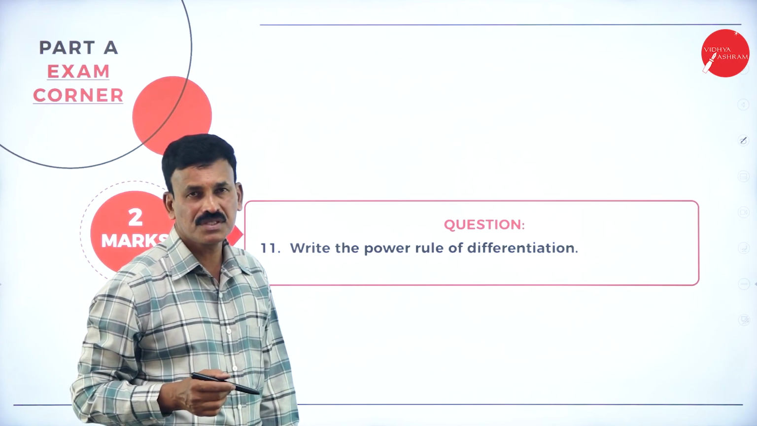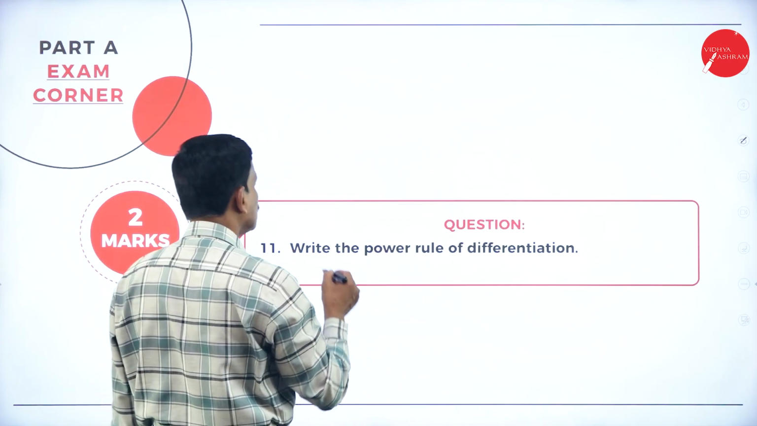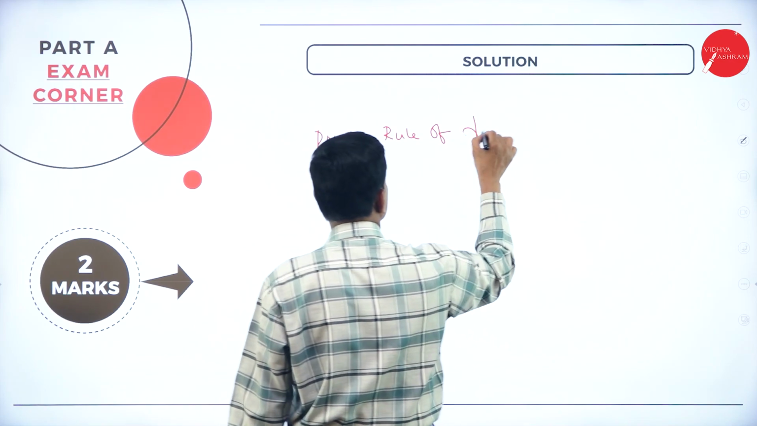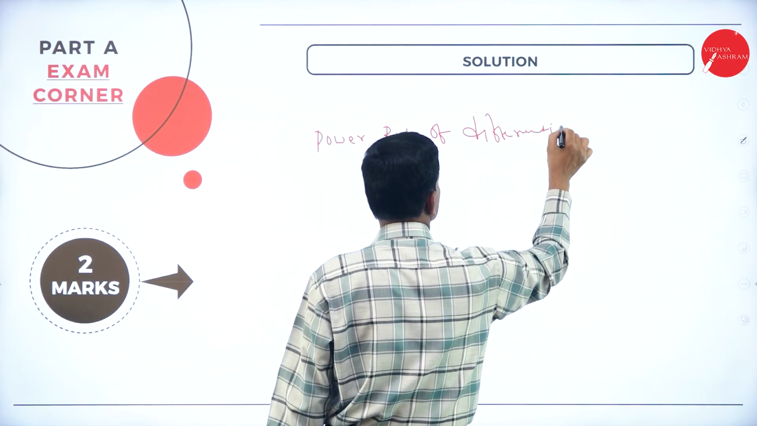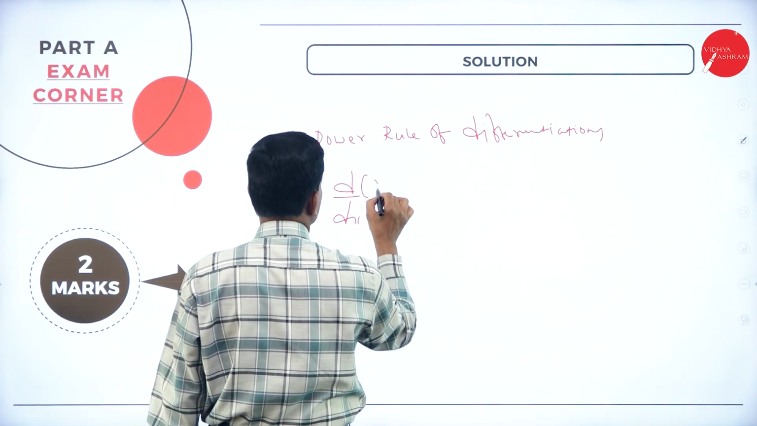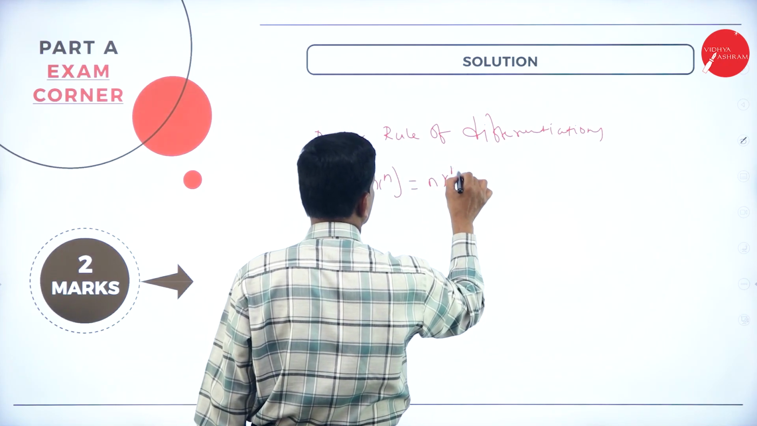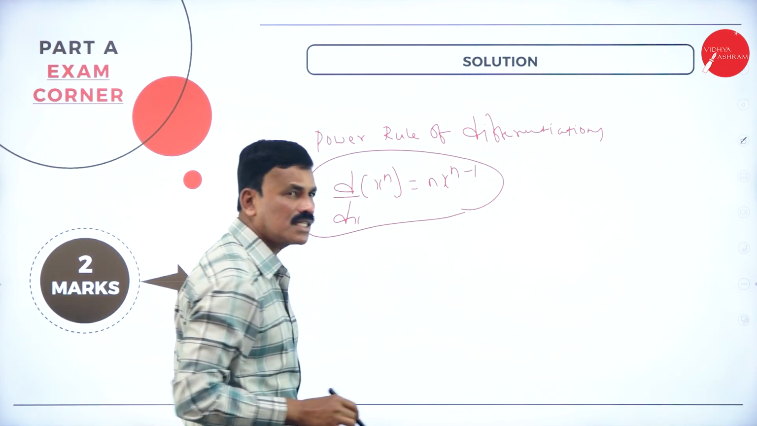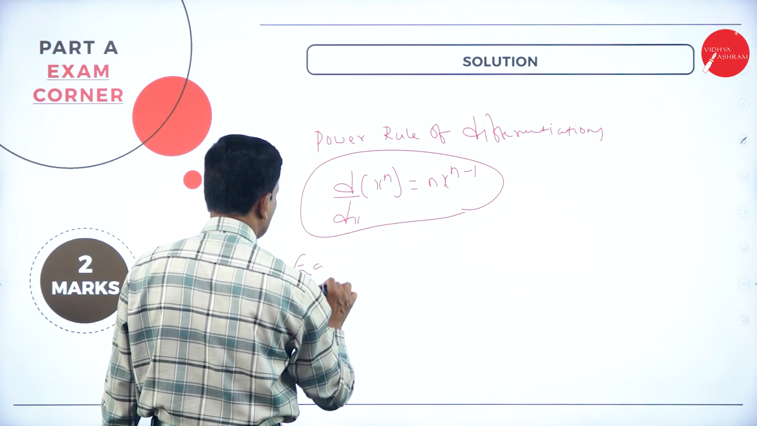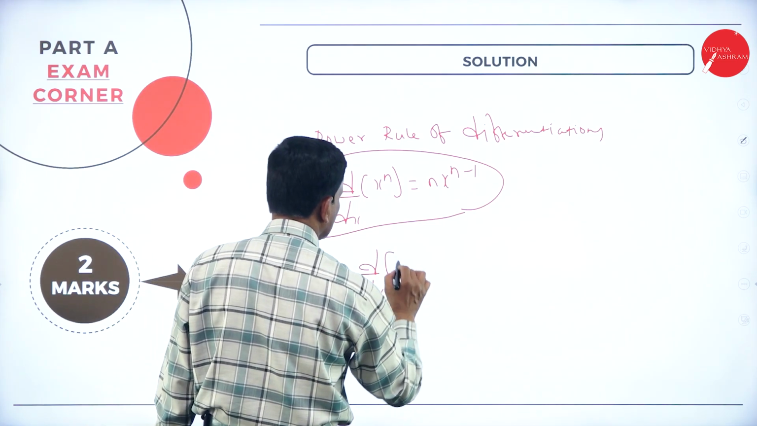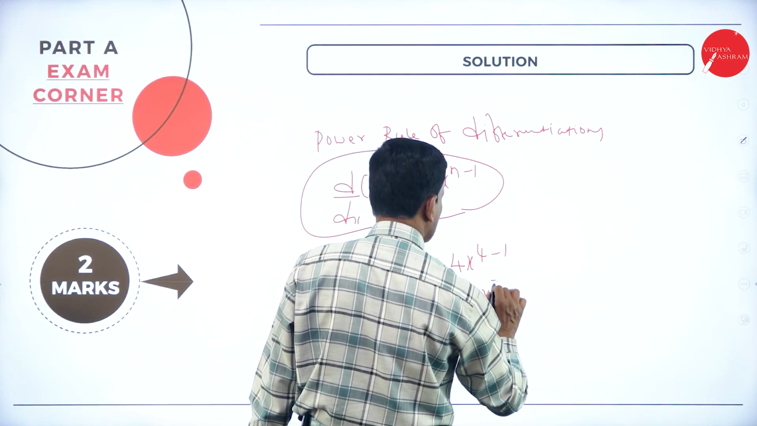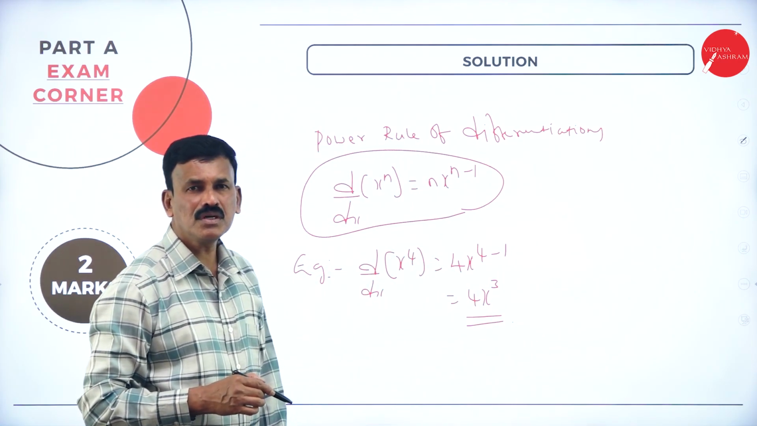Write the power rule of differentiation. Power rule of differentiation is nothing but d by dx of x to the power of n is nx to the power of n minus 1, where n is any rational number, positive integer, negative integer or a fraction, positive or negative. Take an example. For example, d by dx of x to the power of 4 is equal to 4x to the power of 4 minus 1, that is equal to 4x cube. This is called the power rule of differentiation.